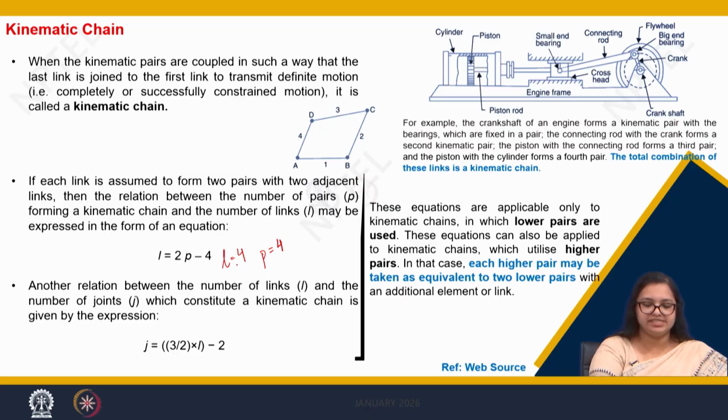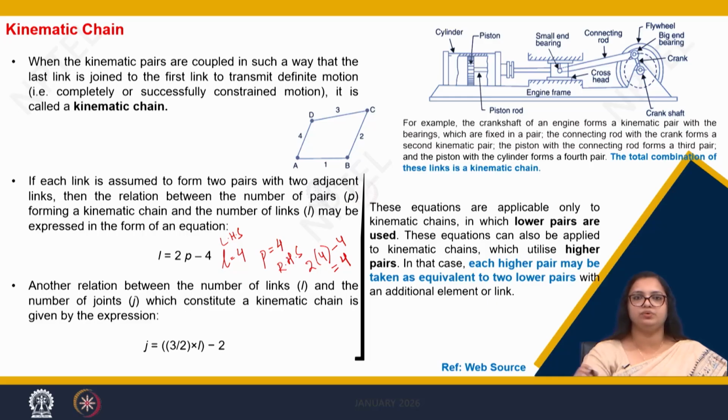So our LHS is L, and our RHS is 2 multiplied by 4 minus 4, which is again 4. So our LHS is equal to RHS, which satisfies the equation of this kinematic chain, which we call a 4-bar chain mechanism. Now we will talk about what a mechanism is in the subsequent slides.